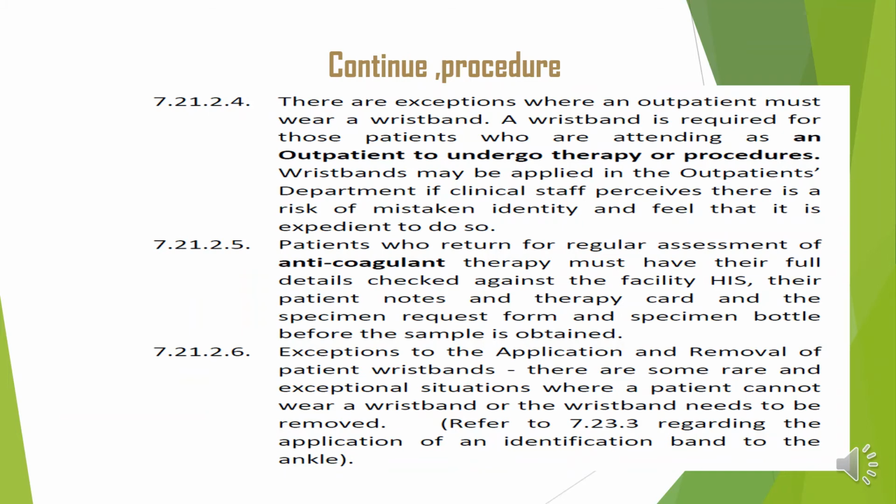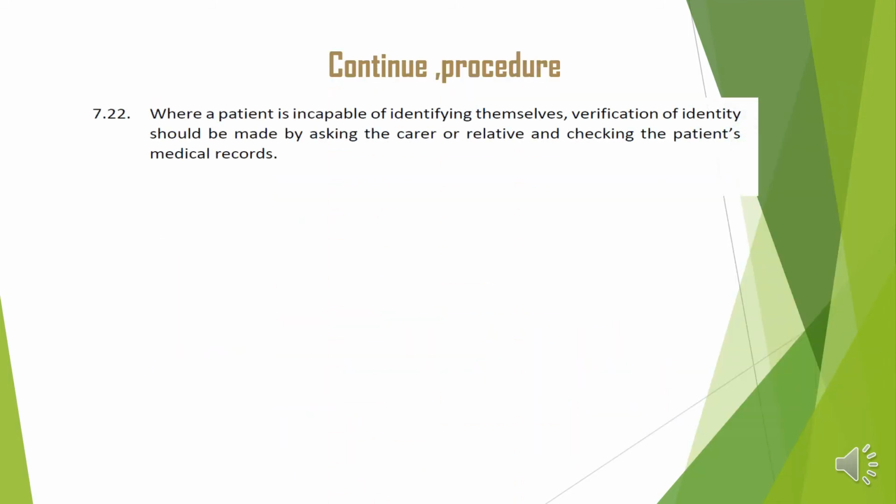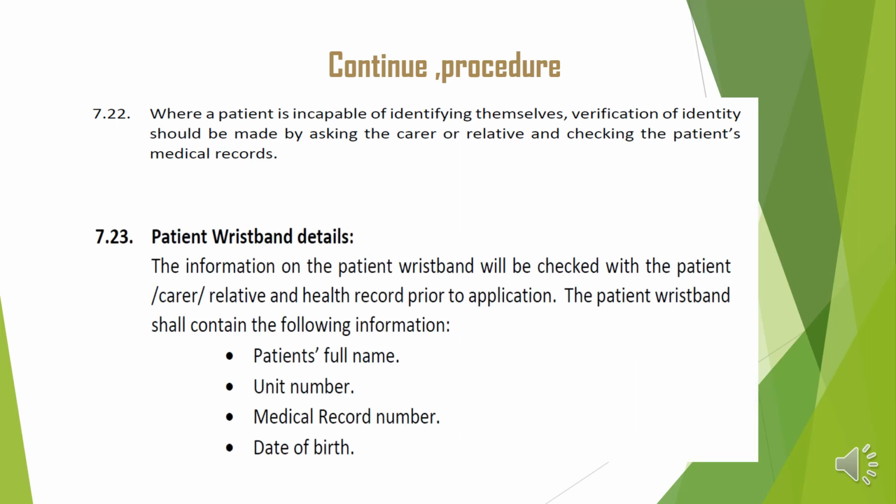Exception to the application and removal of the patient wristband. There are some rare and exceptional situations where a patient cannot wear a wristband or the wristband needs to be removed. We will discuss it later on. When we have to put an ID band, but the patient's condition is not capable of receiving an ID band, we will explain what to do in the next slides. When a patient is incapable of identifying themselves, verification of identity should be made by asking the carer, as we said before, and matching it with the medical record.